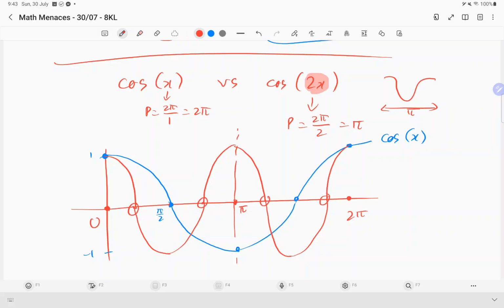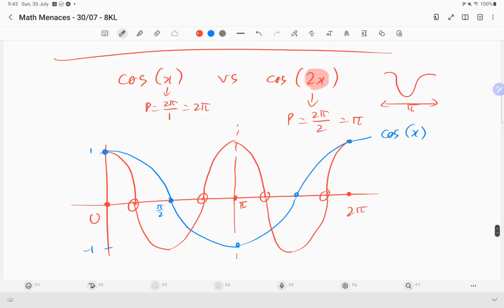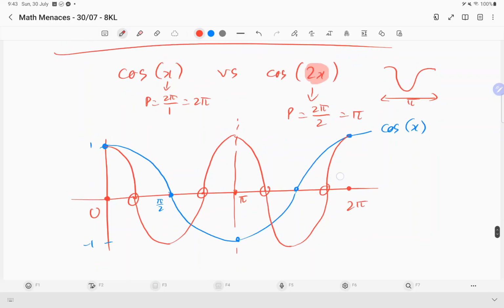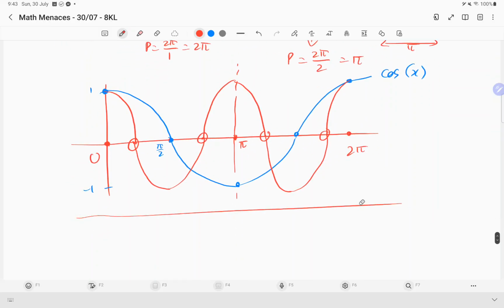4 x-intercepts as compared to the original, which only has 2 x-intercepts. Does that make sense? Yep. And so now, if you're looking at the original, if you're solving 2 equations, where the first one is cos x equals 0, what are the angles? I'll write this in blue.